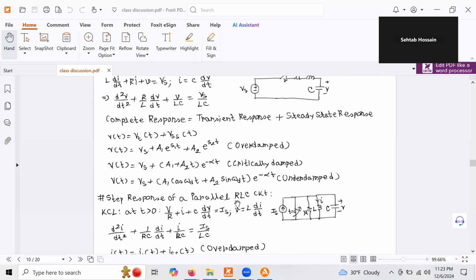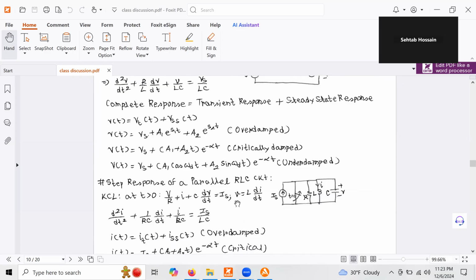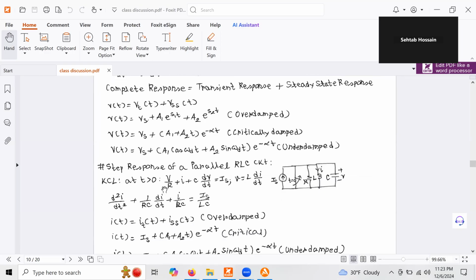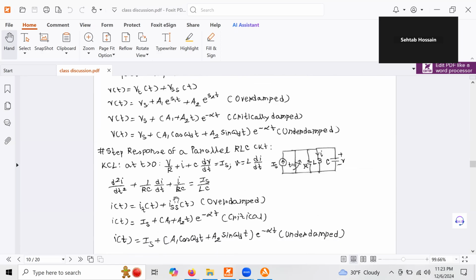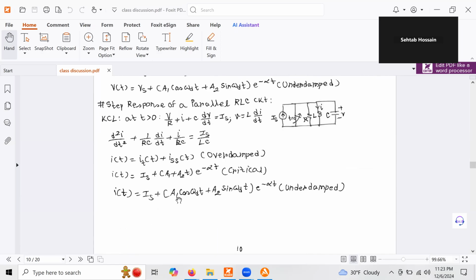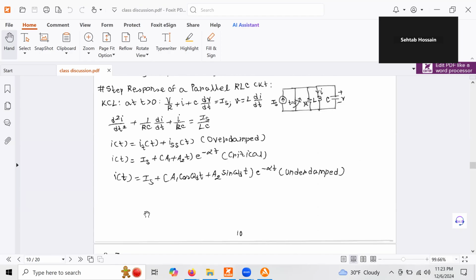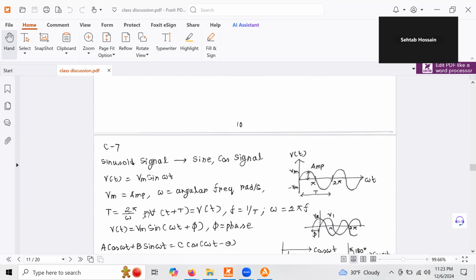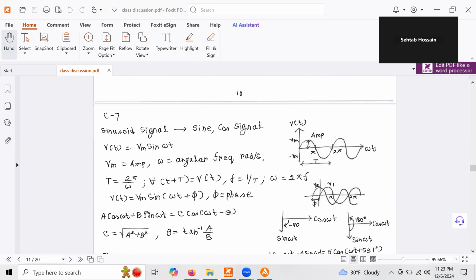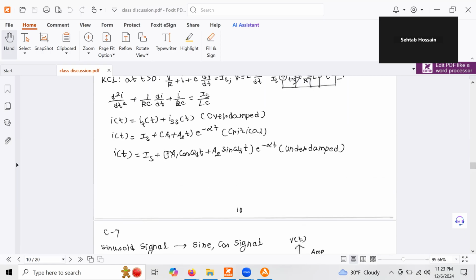And what will be the case for parallel RLC circuit with the step response? We apply KCL over here, and KCL over here, when t equals 0, it will be just like this. Then we apply this. So it's the same formula, we just apply another steady state response over here. So this IS is the steady state response. So we are done with the DC circuit part.